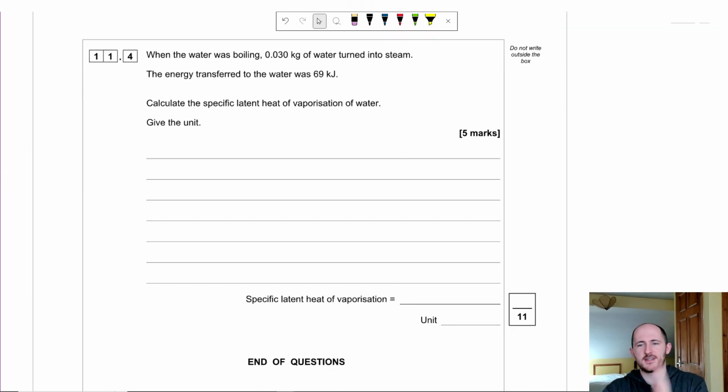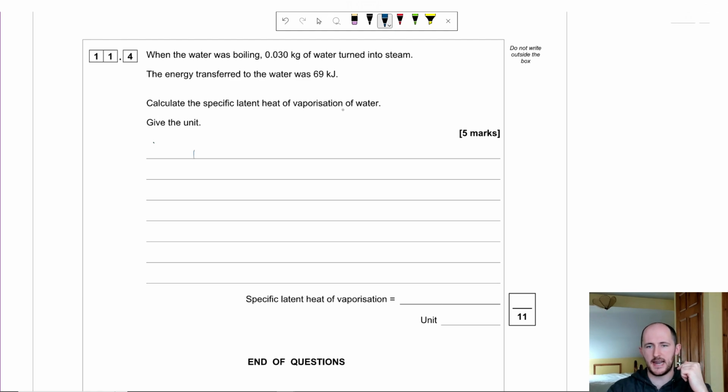5-mark calculation to finish off with. So, when the water was boiling, 0.03 kilograms of water turned into steam. When the water was boiling, the energy transferred to the water was 69 kilojoules. Calculate the specific latent heat of vaporization.